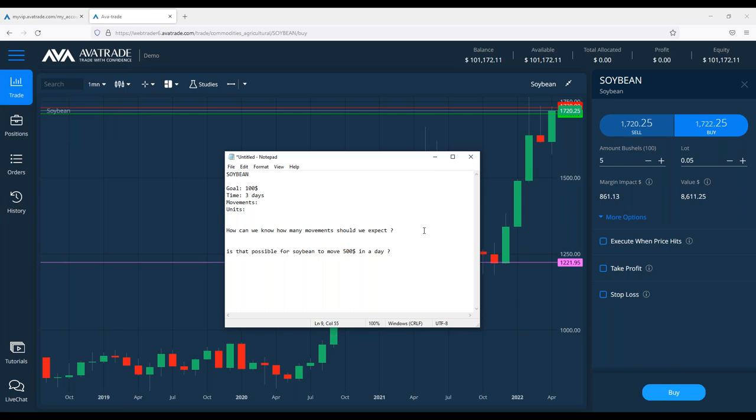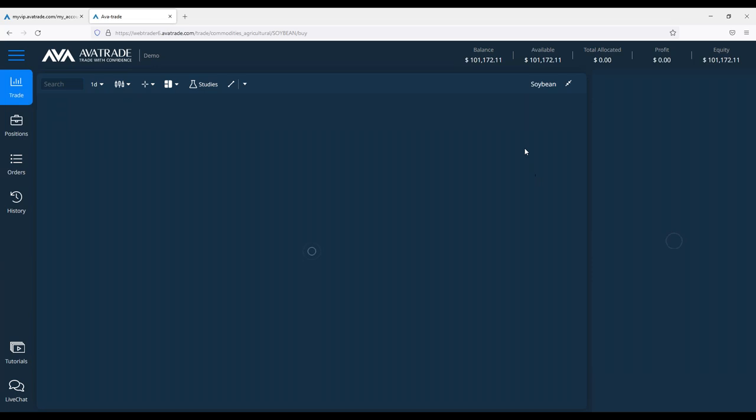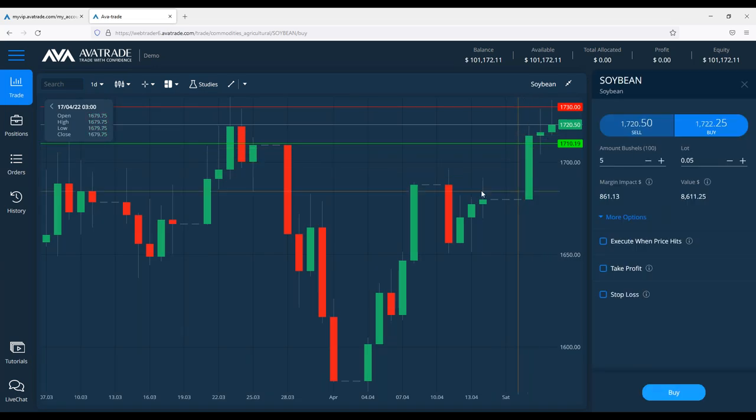So we are aiming for a specific amount. I can't compose a position unless I know what to expect. And to expect, I have to measure, right? Those are daily candles. Each guy here is one day. And I want to know how many dollars in movement I should expect. Because if my entry is here, 1720, I need to know where to aim, right?